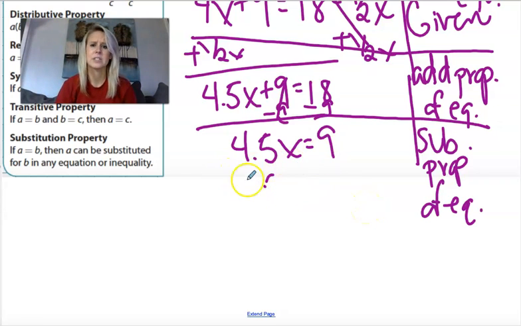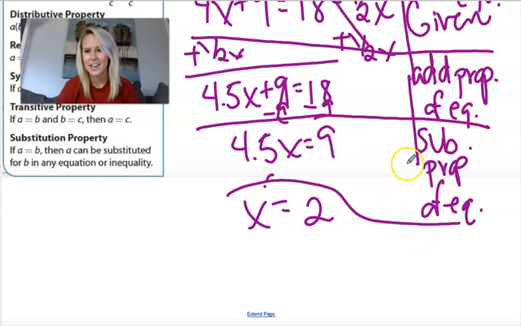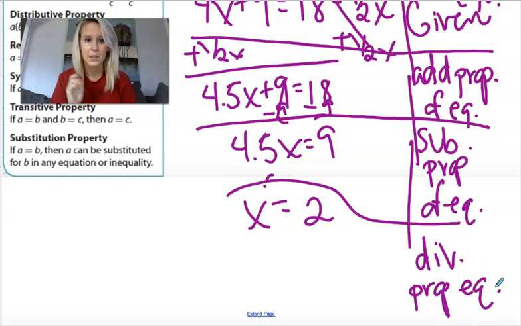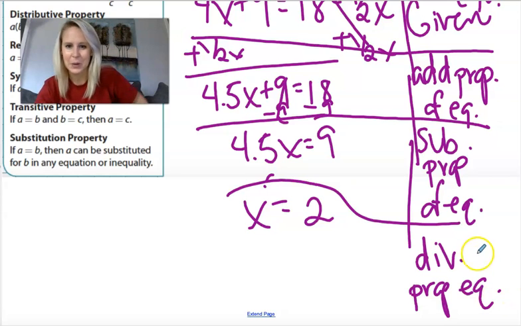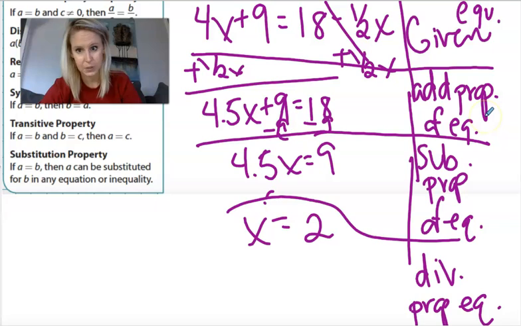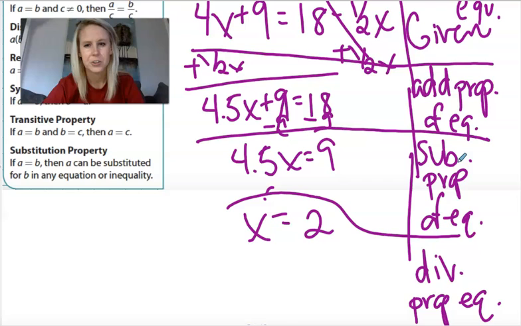All right, last but not least, I would divide by 4.5, and I would end up getting x equals 2. So since I divided, again, the reasoning for that would be the division property of equality. Okay? But this would be an algebraic proof that you have used in your algebra class. And so we're going to get into geometry later on, but right now we're just kind of bringing back your memory of proofs. All right?